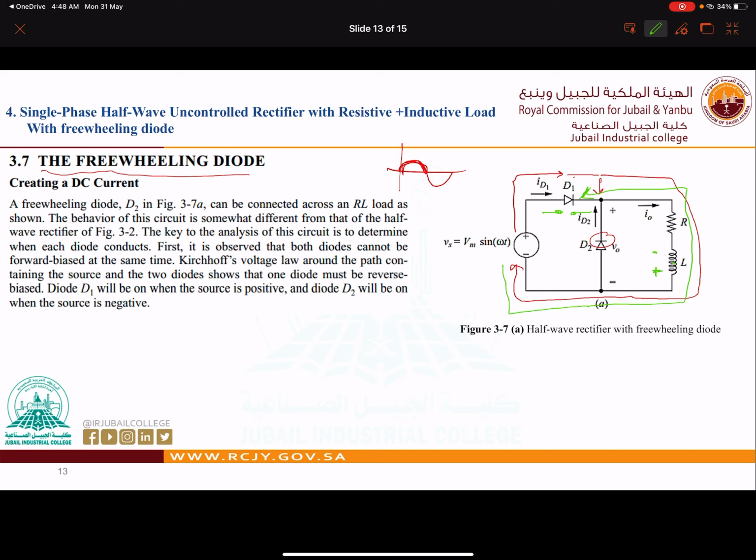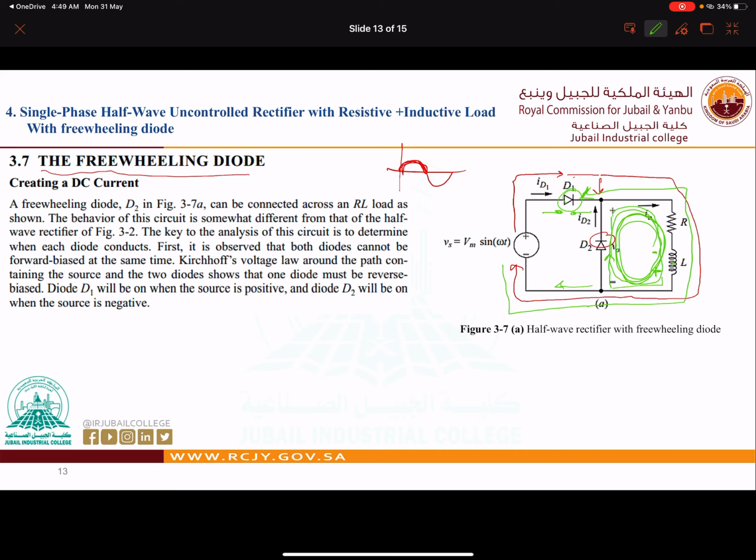So for the positive cycle, the inductive load is charging. In the negative cycle of the supply, the inductive load is discharging. Now in this case, the inductive load is going to discharge like this. It will not go to the supply, it will go through the diode here, and this diode is forward biased, and this one is reverse biased, so it will go like this. So for the negative cycle, we will have current circulating here until it is finished.